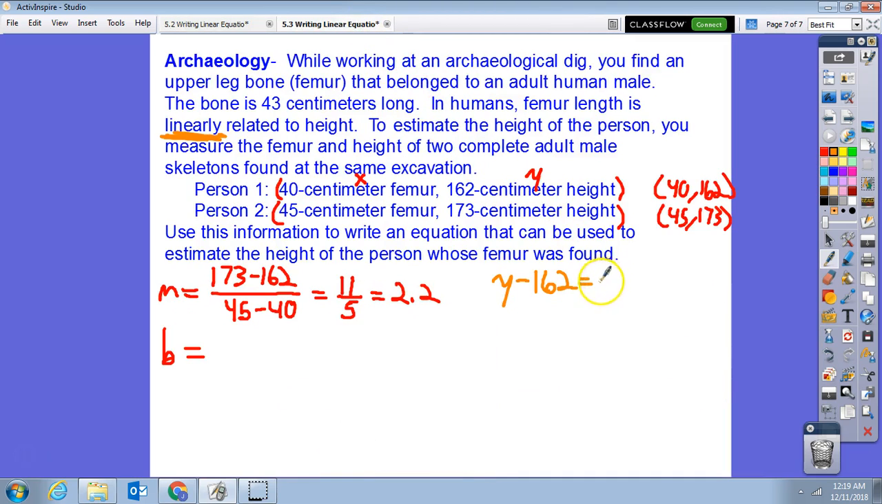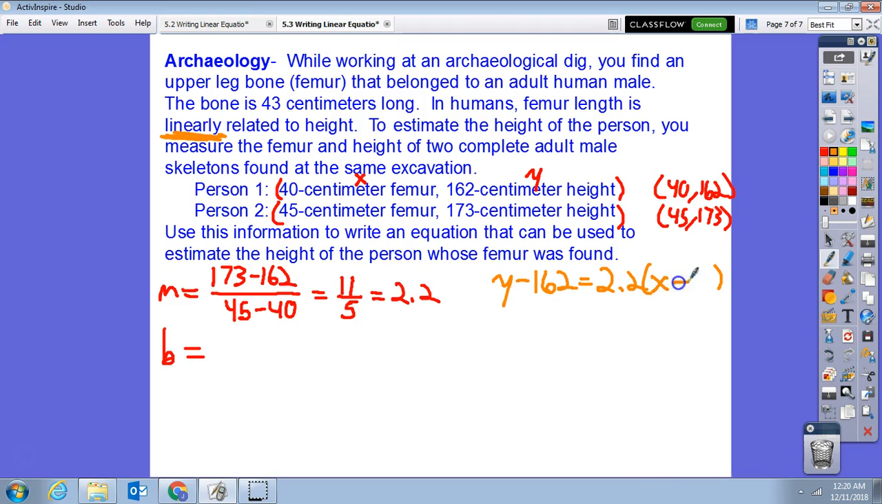So I'm going to plug in my m, 2.2. Again, 11/5 would be okay here. Just 2.2 is also okay because we're talking about centimeters and height. It's okay to use a decimal there. Just don't use a decimal that you have to round too much.